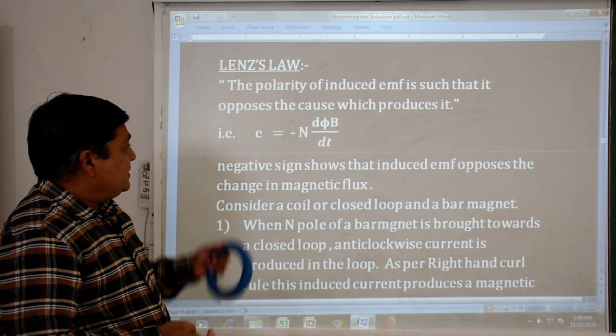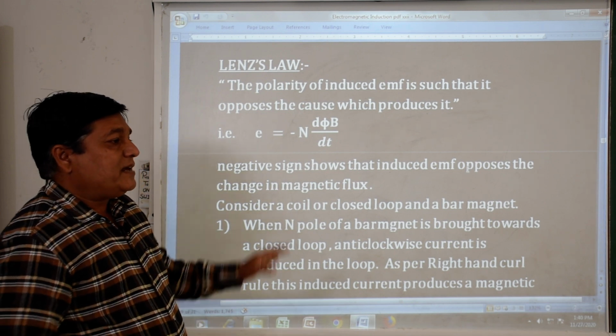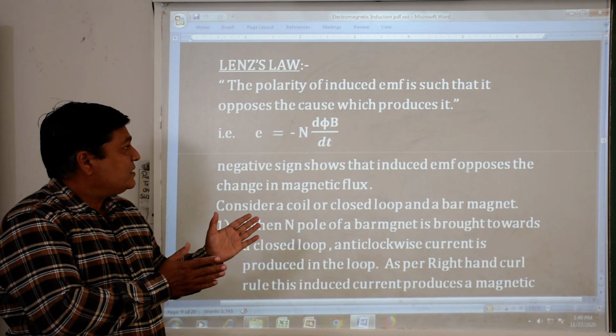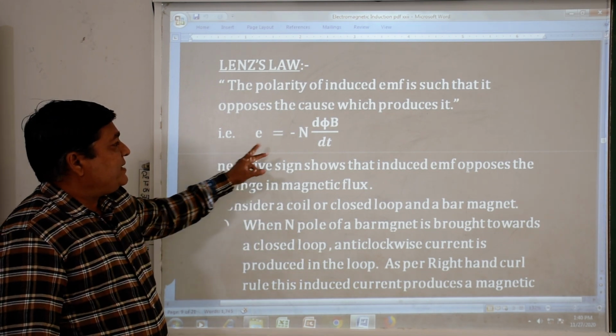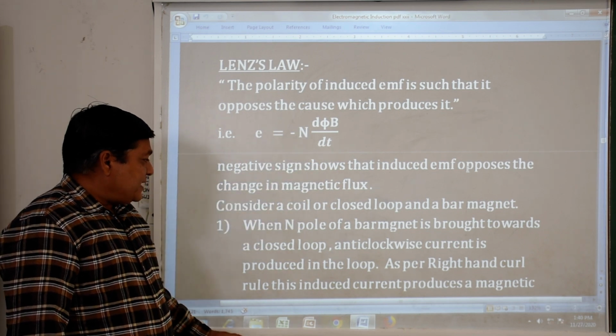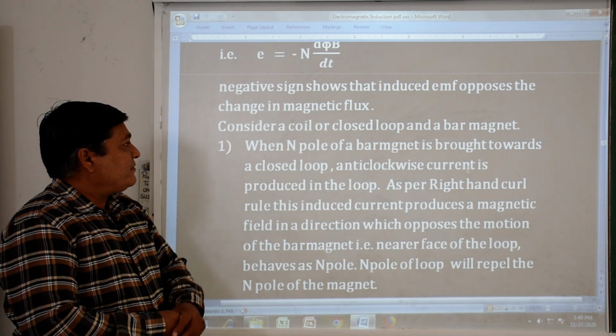So this is Lenz's law: the polarity of the induced EMF always opposes the cause which produces it. We can write the same as E equals minus n d phi B by dt. The negative sign shows that the induced EMF opposes the change in the magnetic flux.